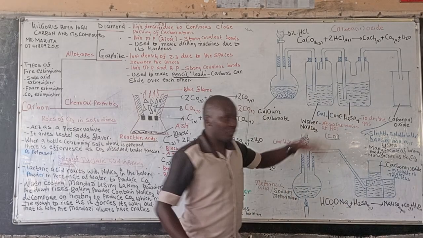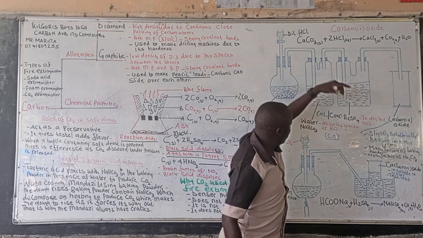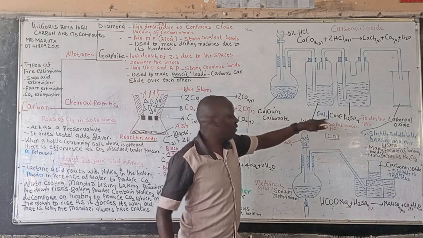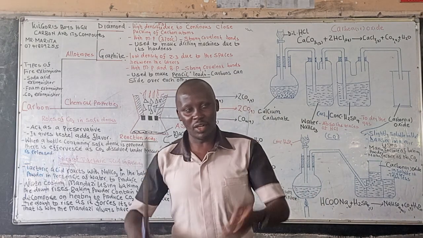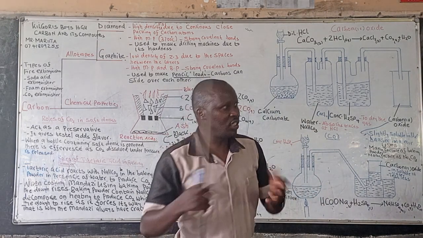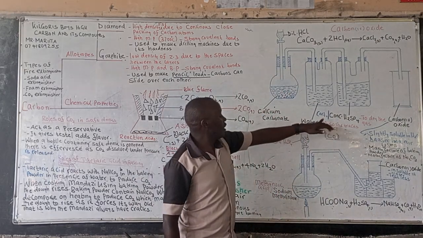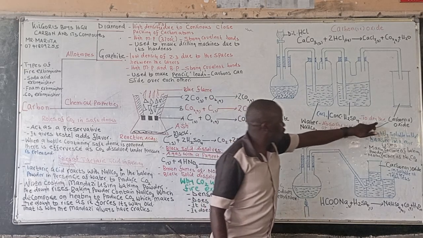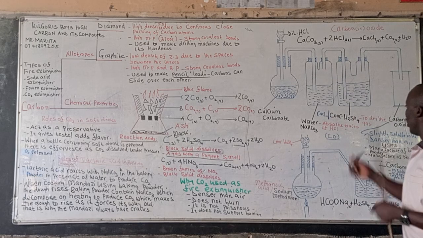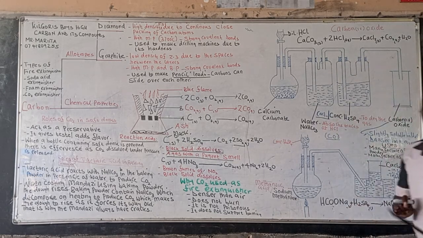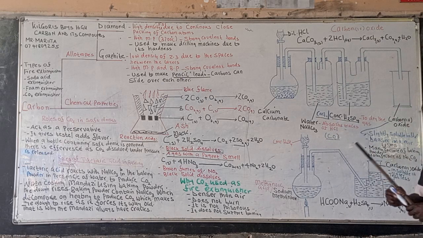Then once the traces of hydrochloric acid have been removed, the gas is passed through concentrated sulfuric acid, or we can have anhydrous calcium chloride. And what is the purpose of either anhydrous calcium chloride or the concentrated sulfuric acid? The purpose is to dry the gas. So the two can be used to dry the gas. You either use anhydrous calcium chloride, or the gas can be dried using the concentrated sulfuric acid.